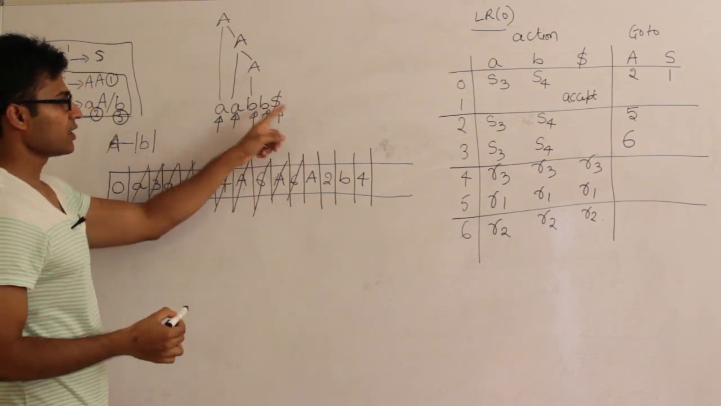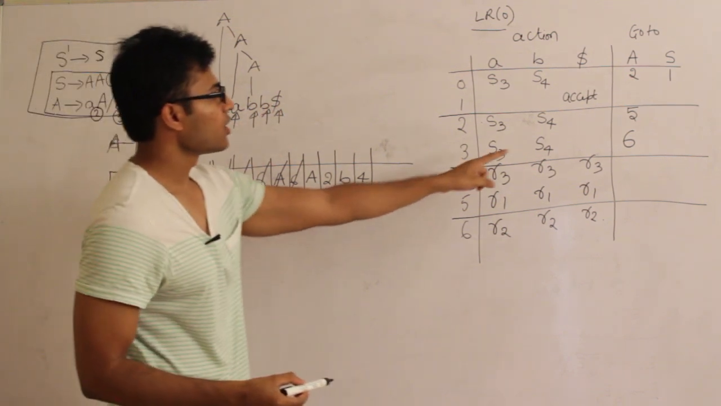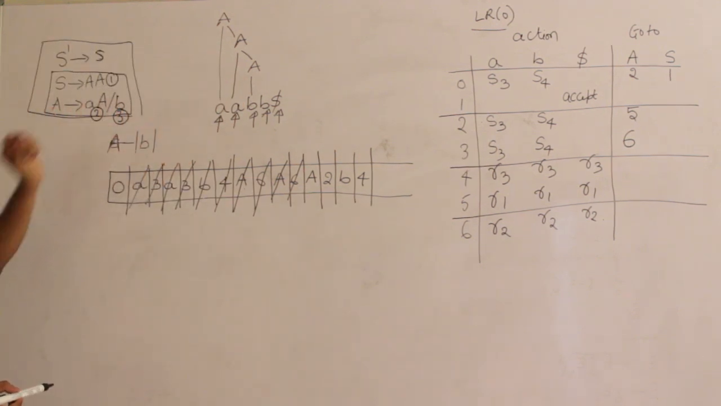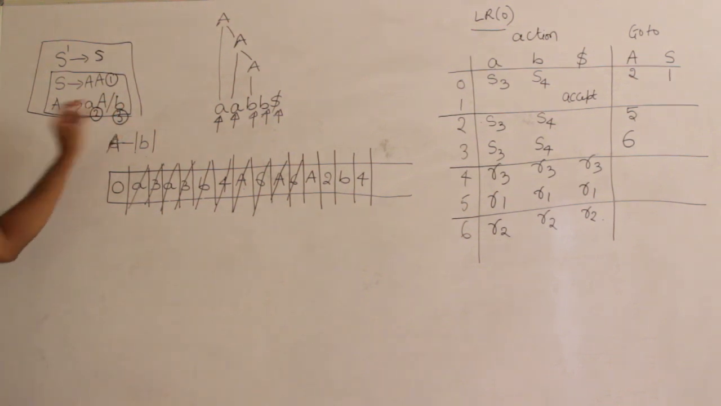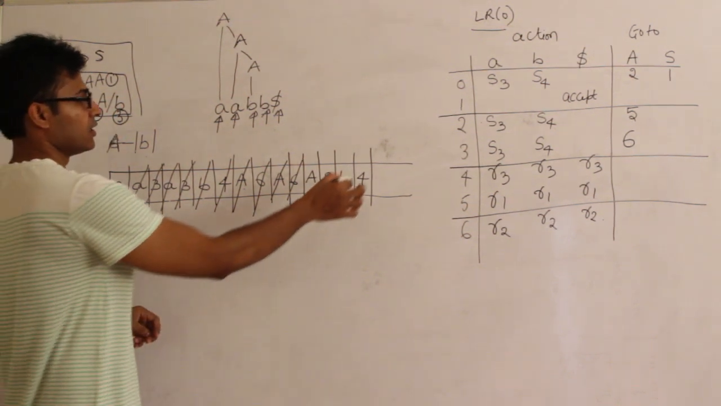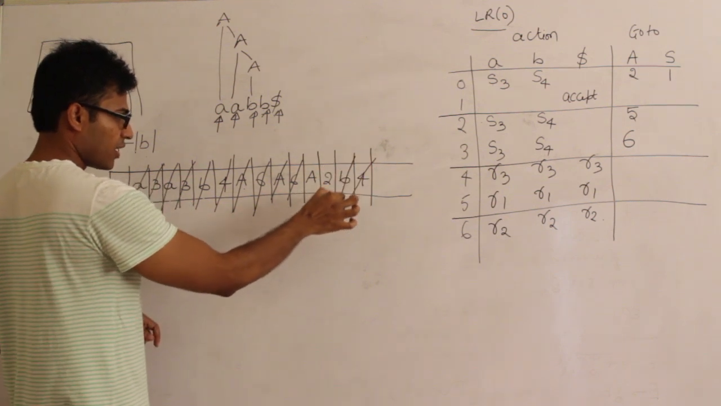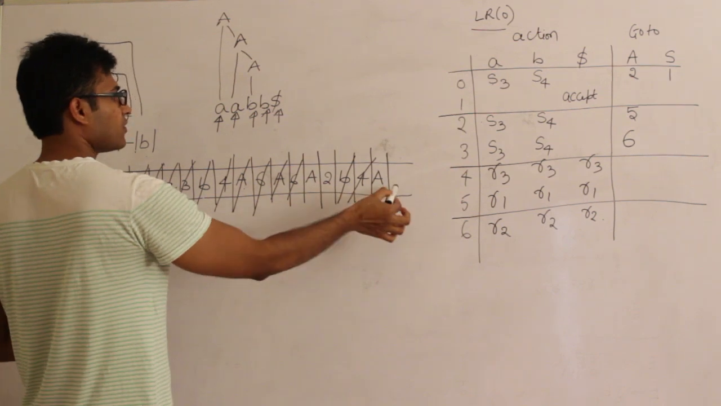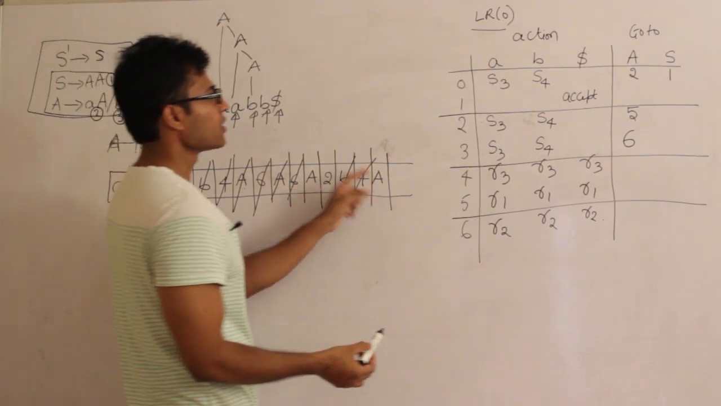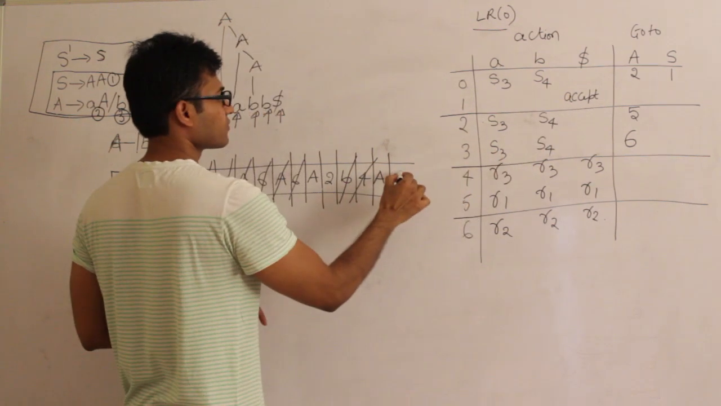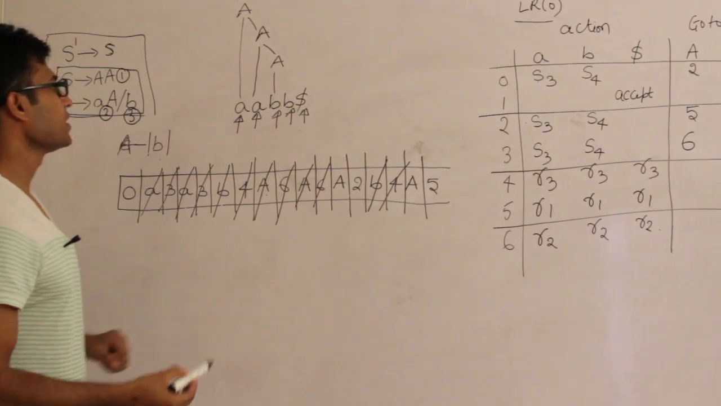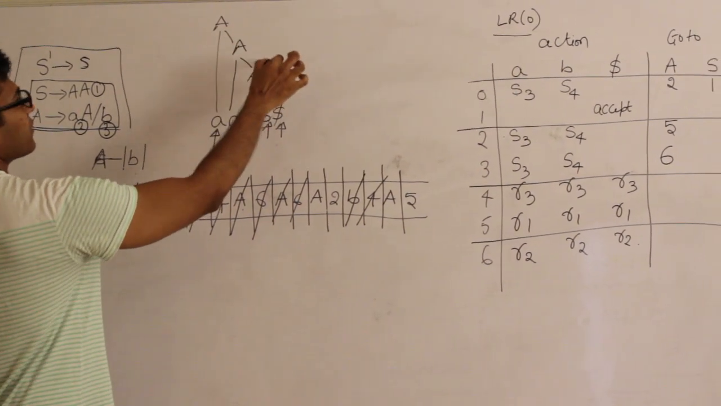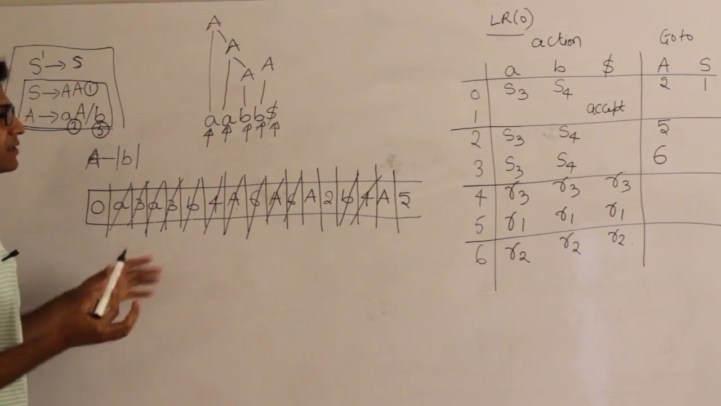Now we are seeing dollar and we are seeing 4. 4 on dollar is R3. What is R3? Reduce it with production 3. So what is the third production? A derives b. So how can I reduce it? Pop off 2 symbols from the RHS and then push the LHS and fill the top of the stack with the state number. What is the state number? 2 on A. 2 on A is 5. Okay. And what has happened here is this b has been reduced to A.